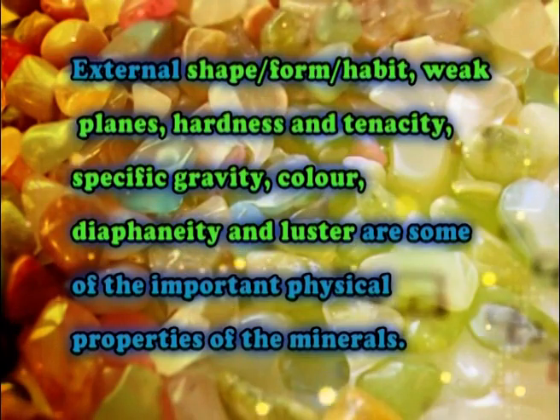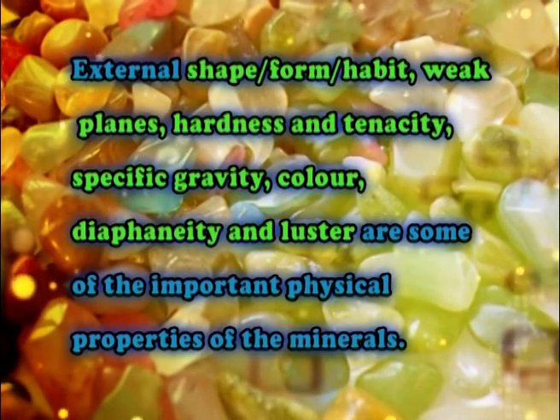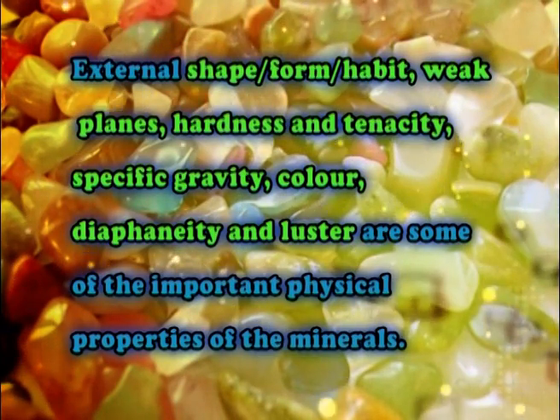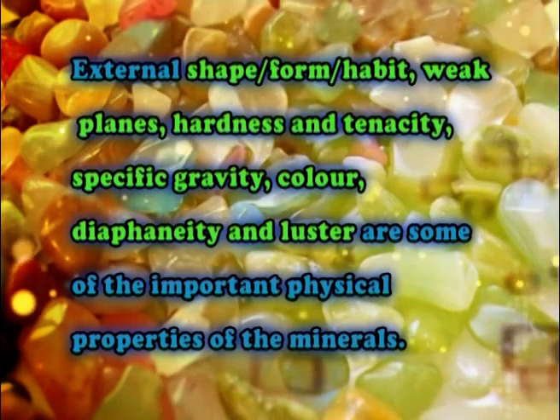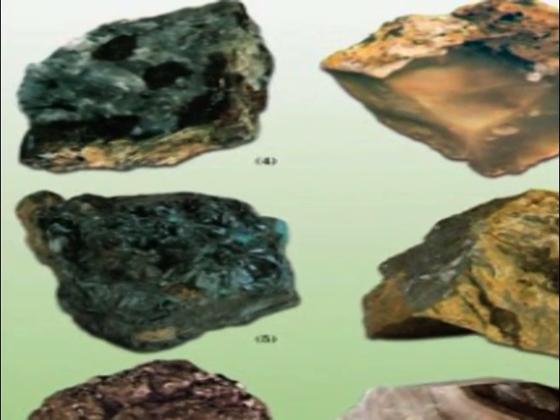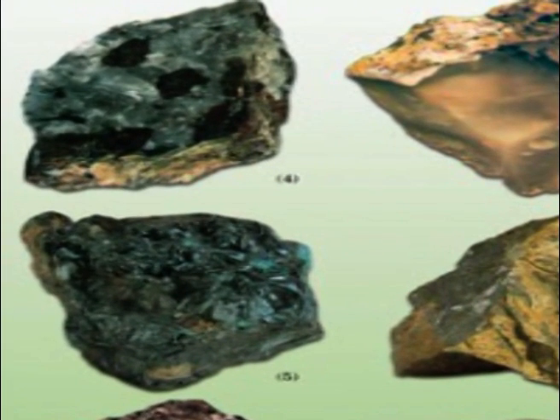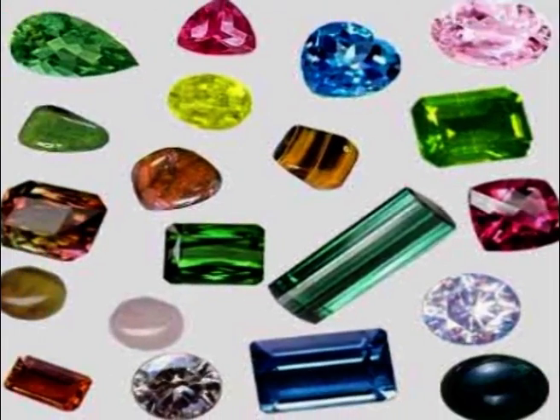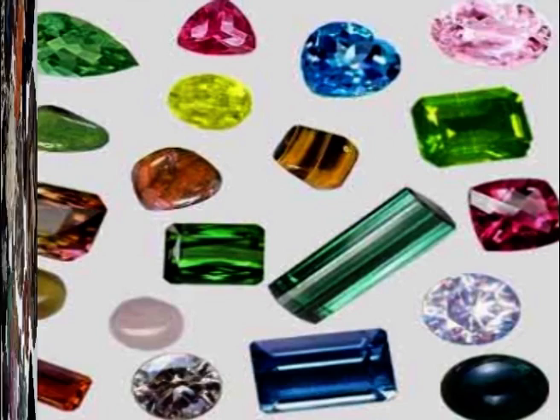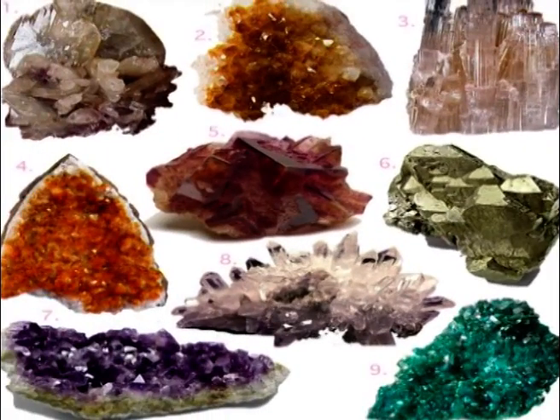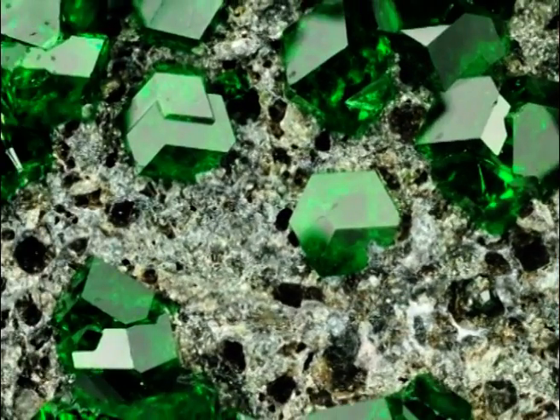External shape or form or habit, weak planes, hardness and tenacity, specific gravity, color, diaphanity and luster are some of the important physical properties of the minerals. Color, however, is variable and is dependent on impurity and other factors. Diaphanity is an important property which qualifies a mineral to be called a gemstone. Unusual properties like incandescence and chatoyancy are characteristic of some minerals which elevate them to the level of gemstone.